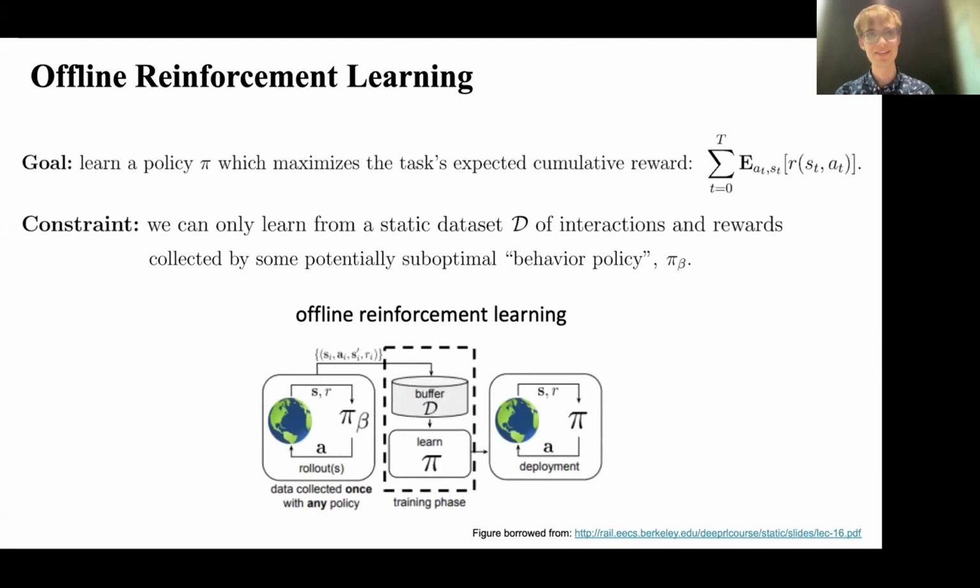So this behavior policy is just the distribution of the data set, as you would call it in supervised learning, where we have some static data set and we're supposed to learn the best policy we can from it without going out into the environment and interacting with it. This makes it a much harder problem than standard online RL.